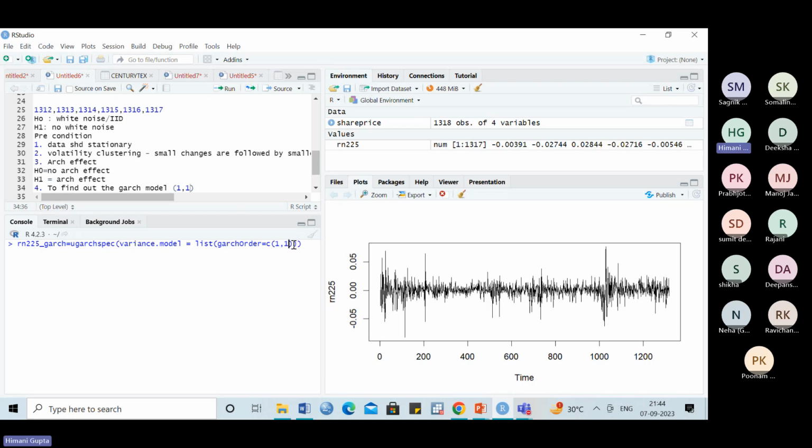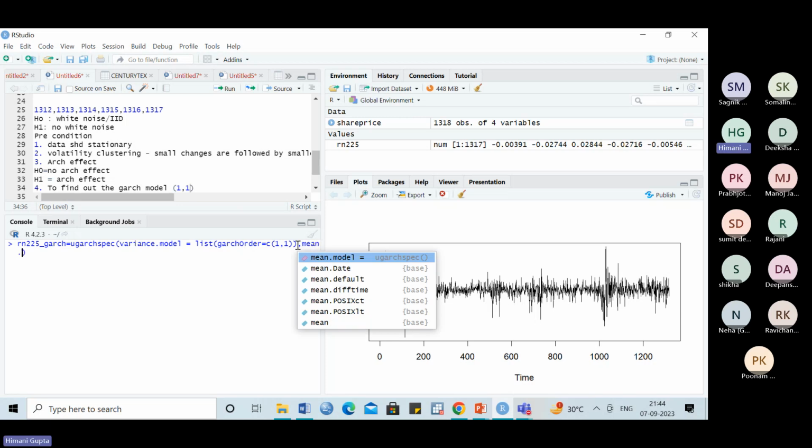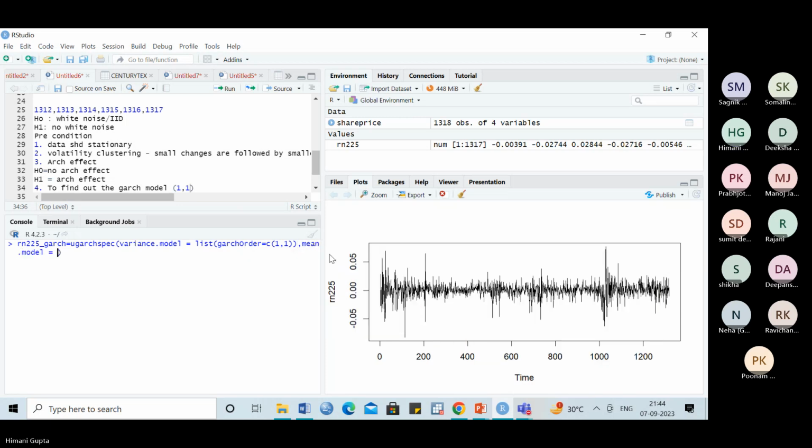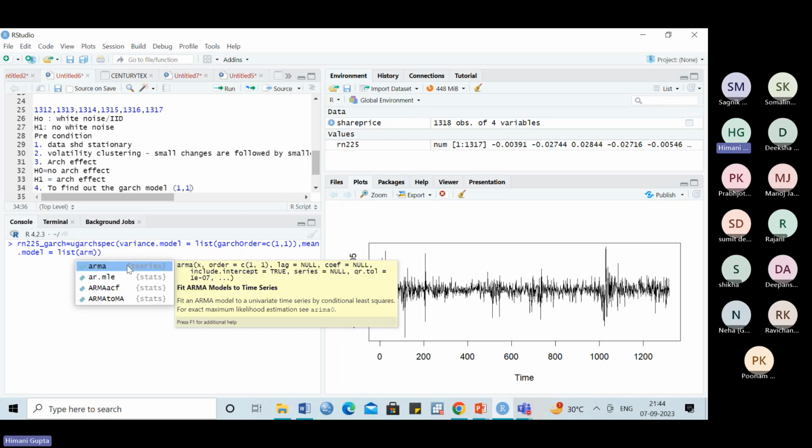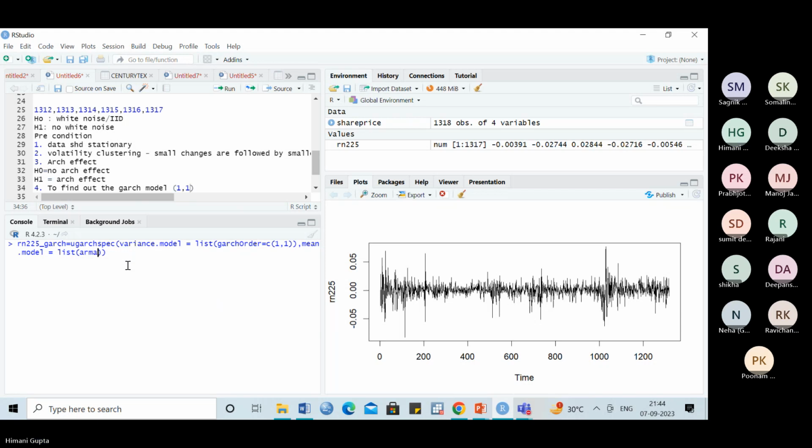And I know that GARCH, that means this variance, has come from the mean model. So I'll write mean dot model equals to list armaOrder. Now I'm not writing ARIMA. Do remember, armaOrder.